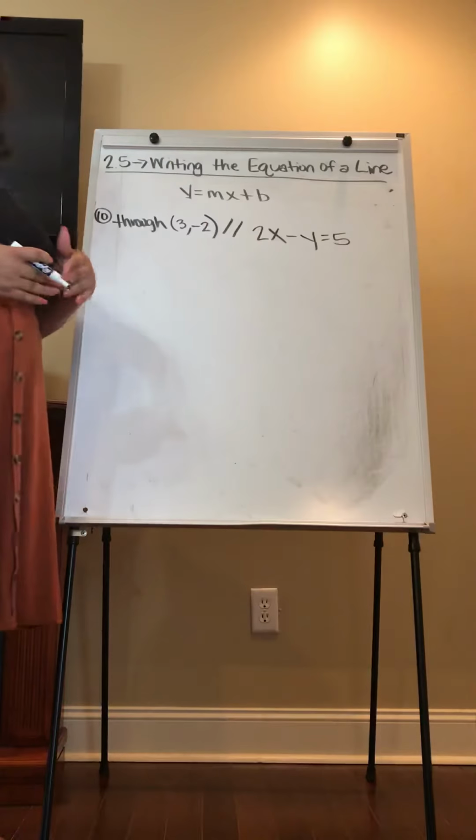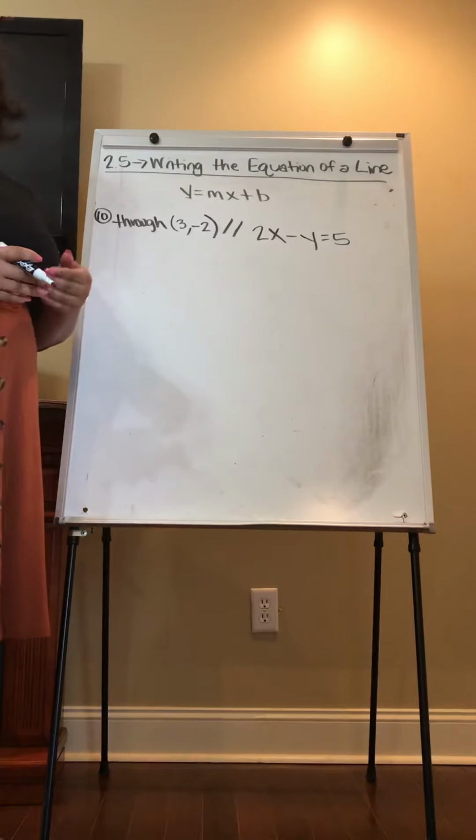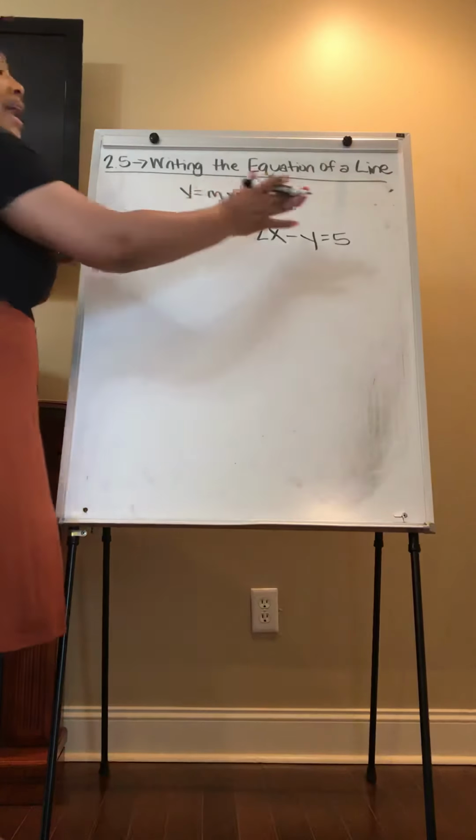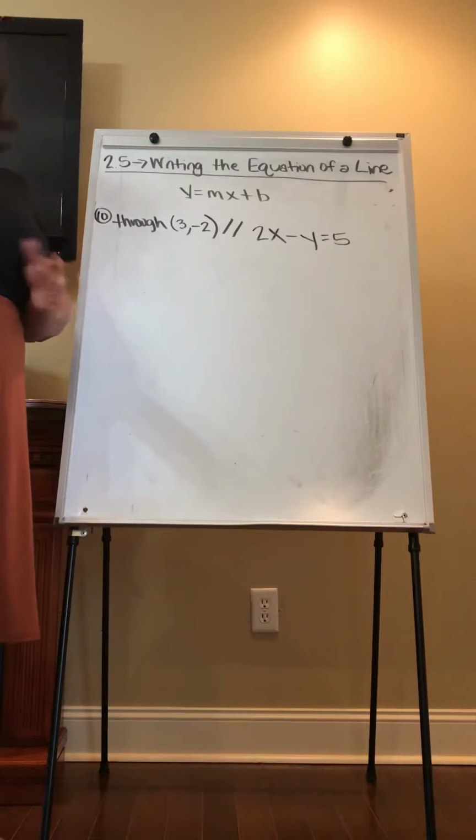So in order for lines to move the same, they must have the same slope. So I gave you that line for you to find the slope. That's it.